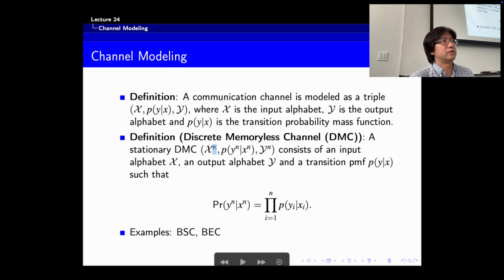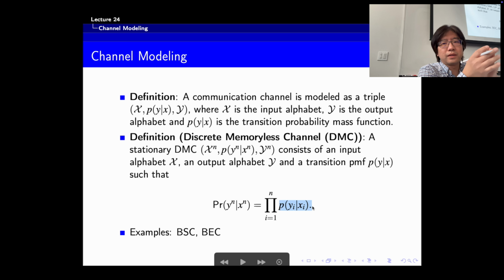In practice, the channel can be dependent over time, so that's why we do this modeling. However, here we consider a discrete memoryless channel, or DMC. The definition of DMC is as follows: the conditional distribution, the transition probability of the channel, is given by the product of the individual conditional distributions. This basically means the current output does not depend on the past input. So it's memoryless.